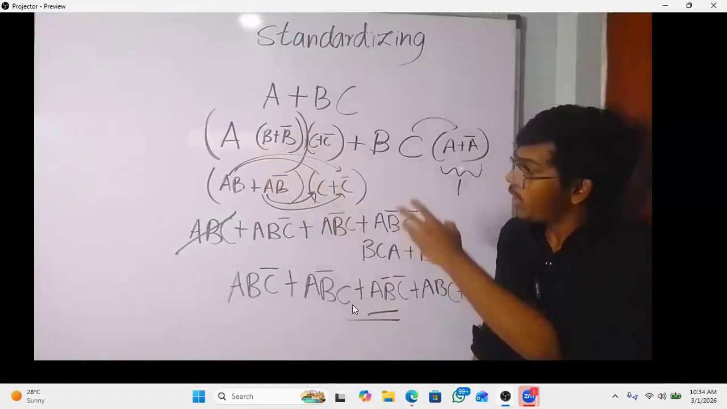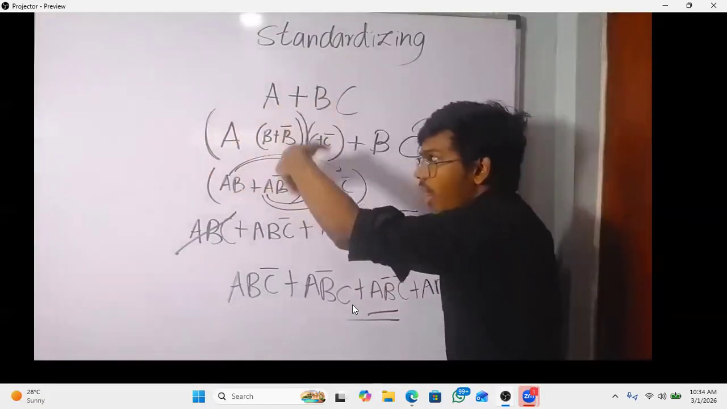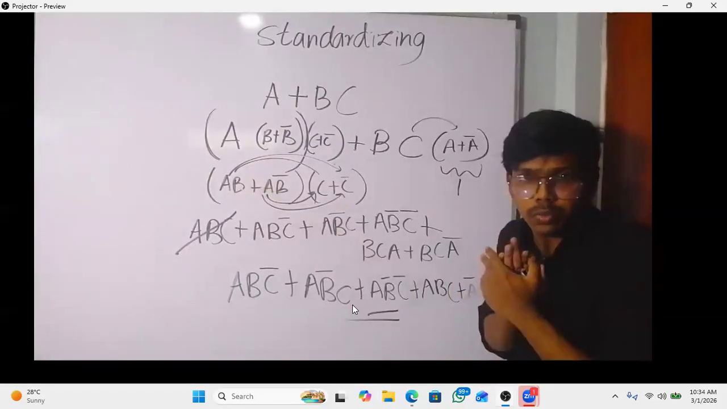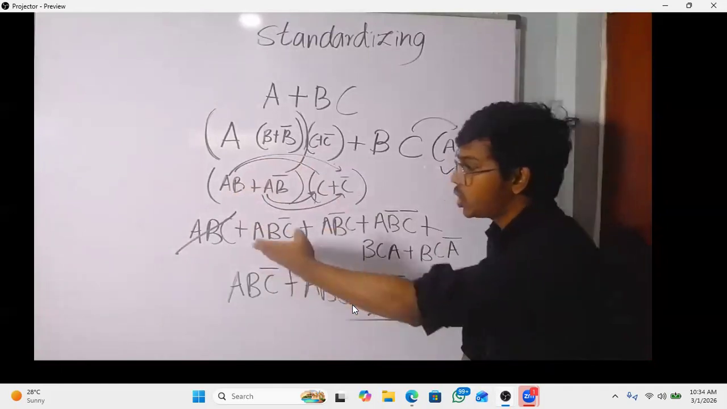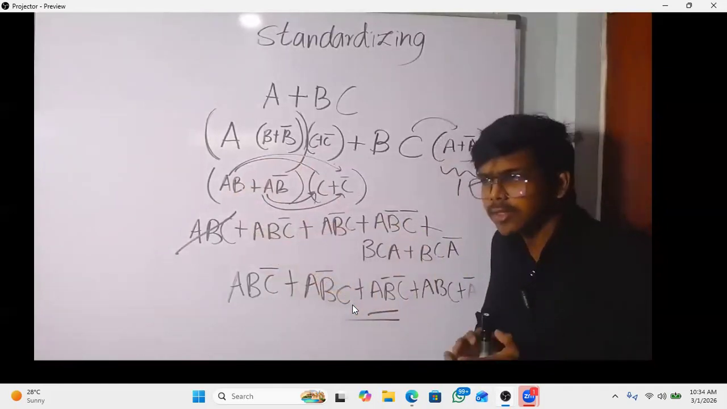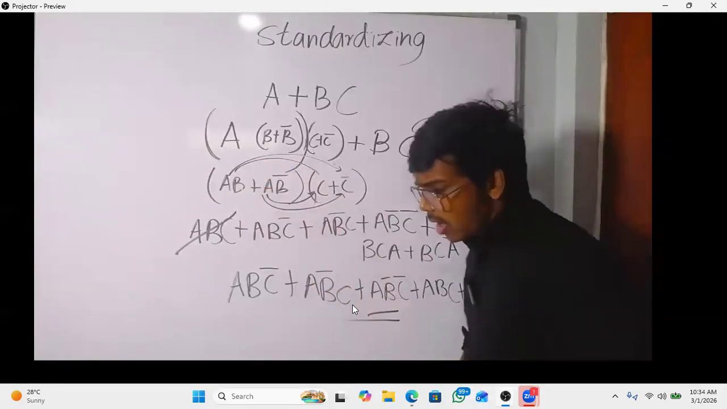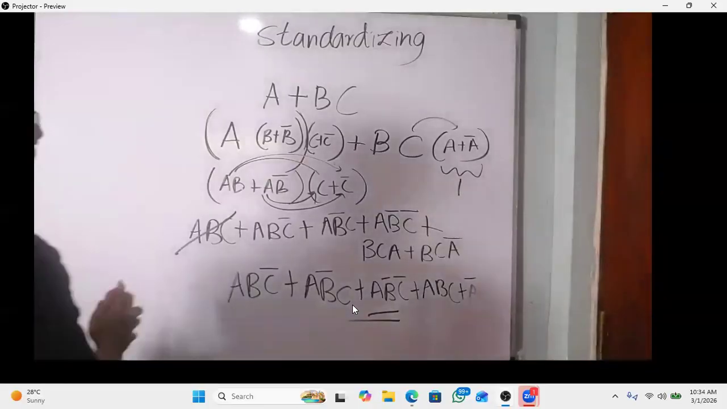And when you add the missing terms, after that you can do the bracketing and multiply 2 by 2 terms. Then multiply it, and you will eventually get this kind of answer. Then cut the repeated ones. Standardizing is very easy, nothing hard. I'm going to give you one question. Please try it.